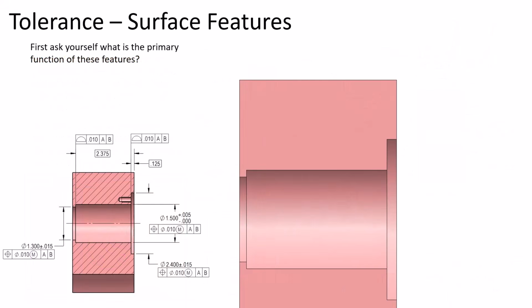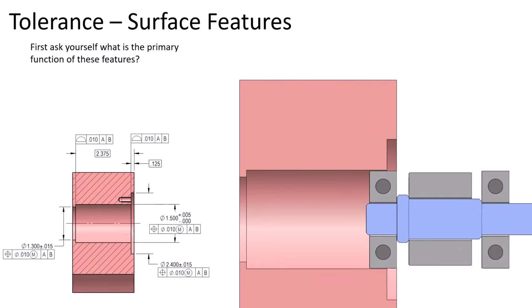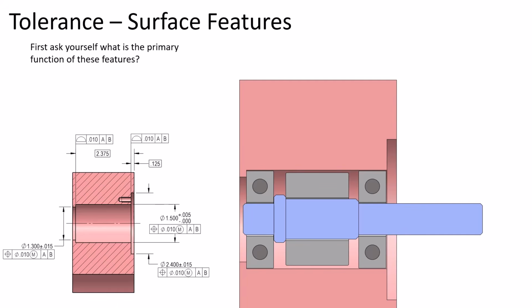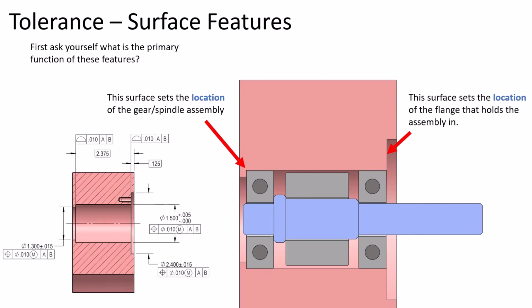So if we take a look at this assembly, we can see that we have the housing, and then we have a couple of features that get assembled inside of it. We have the bearing, the shaft, the pinion, and this surface here on the left sets the location of the gear/spindle assembly. And this surface here sets the location of a flange that holds the whole assembly in. So now we can kind of see the primary function of these two features. They're setting the location of other parts within our assembly.